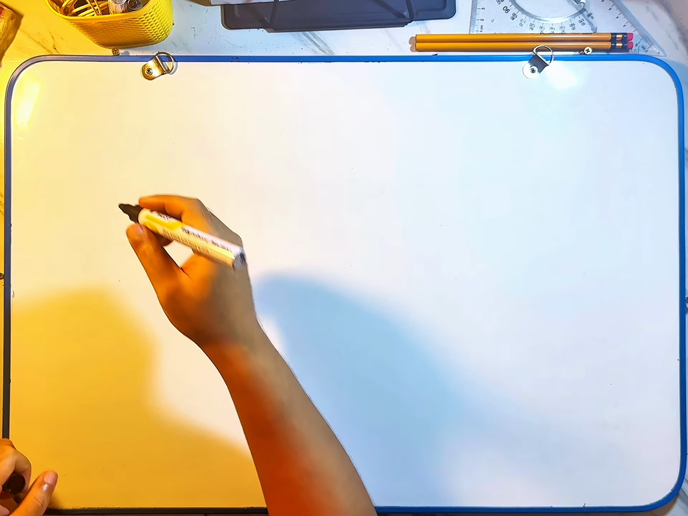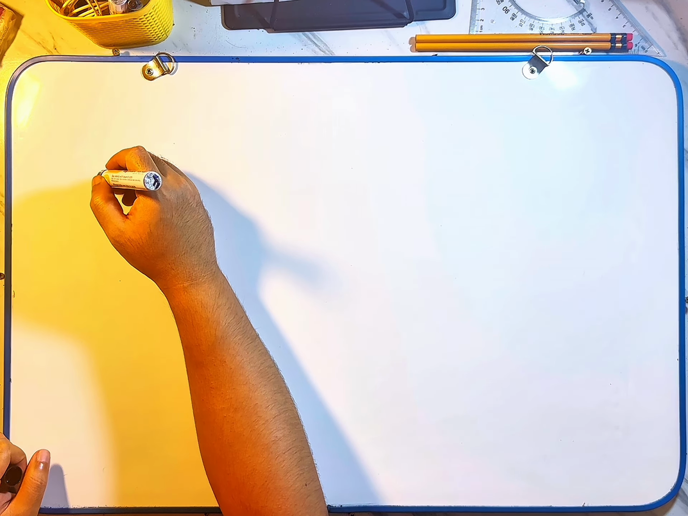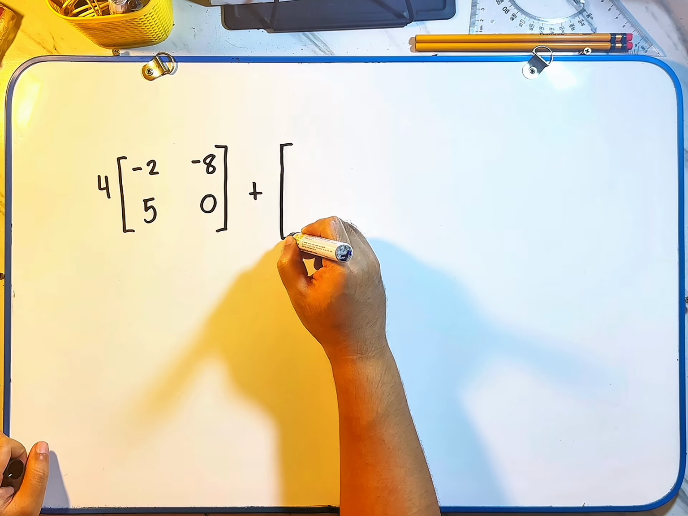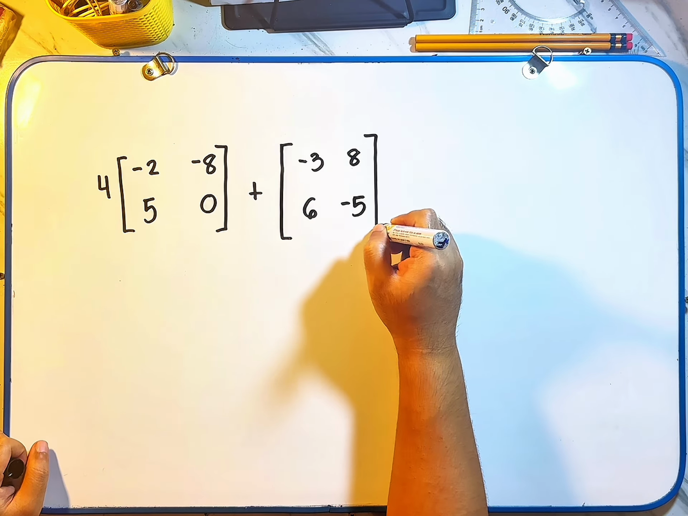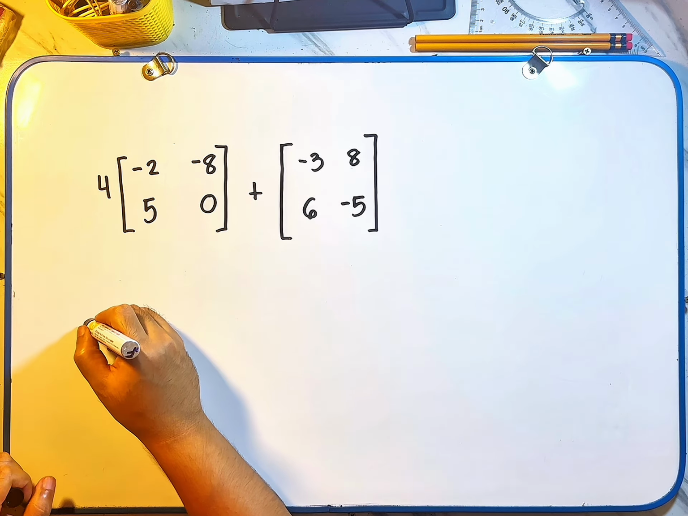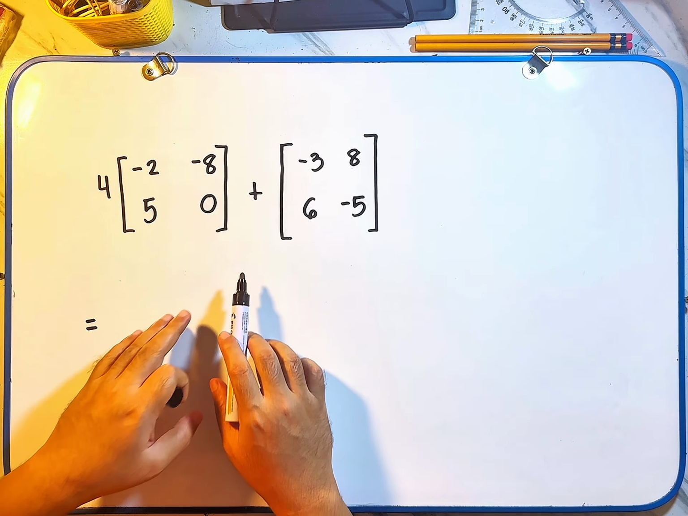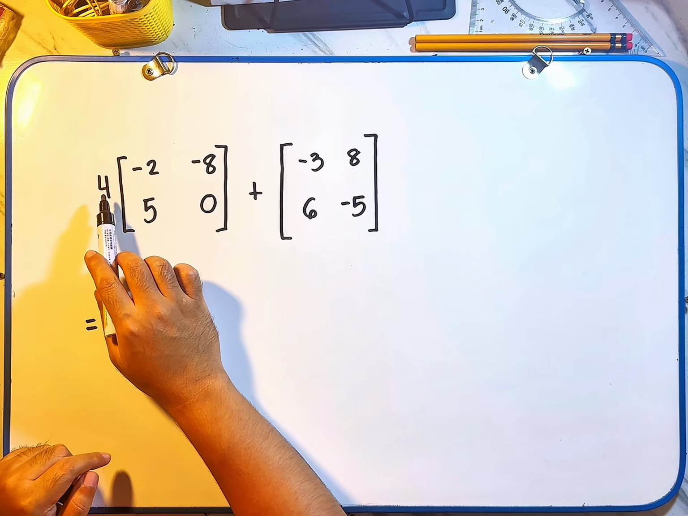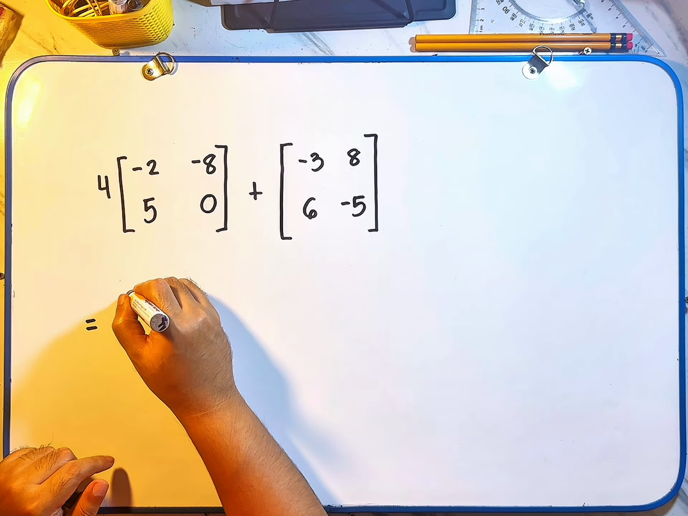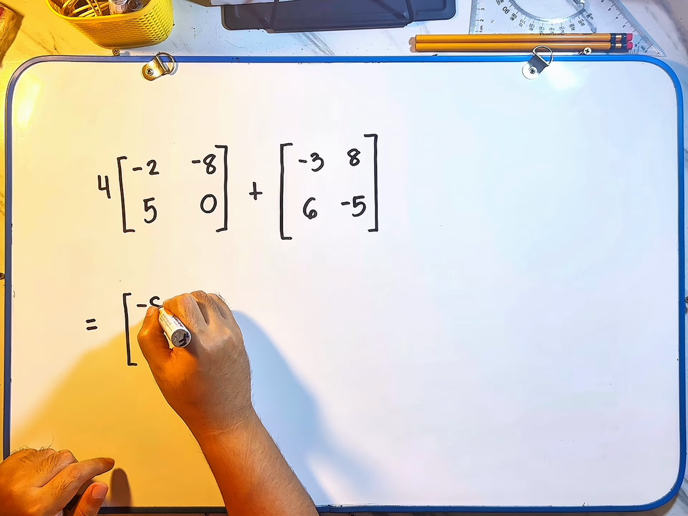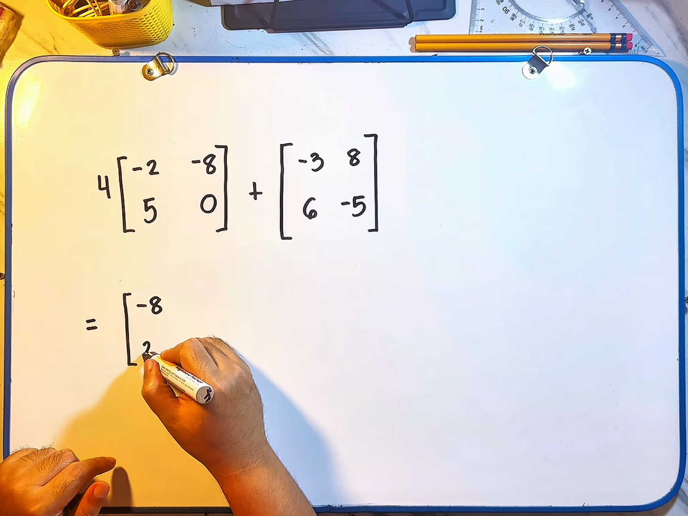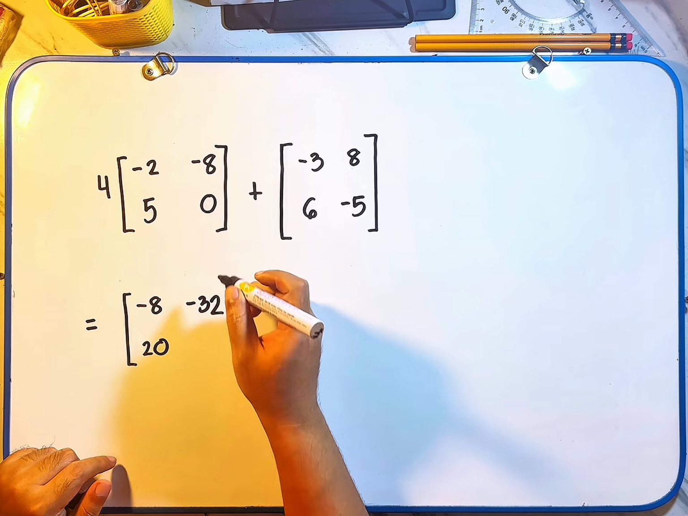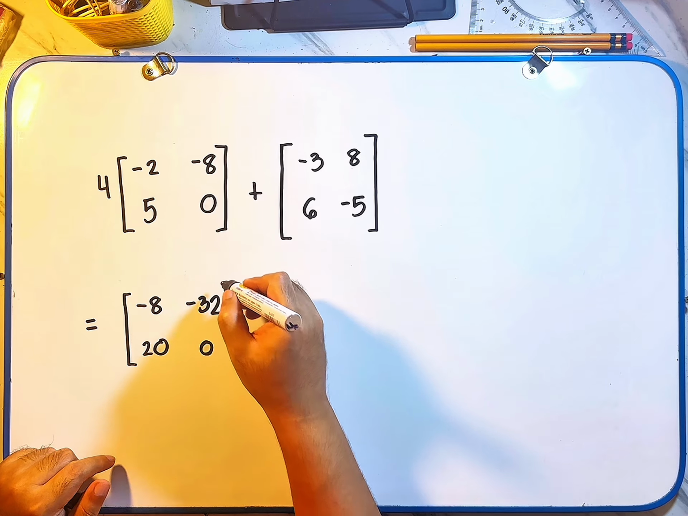Another example. Say we have the following matrix operation. Okay, so the first step here is we will not add. Of course, we have to do the scalar multiplication first. So multiply 4 times -2, that's -8. 4 times 5, that's 20. 4 times -8, that's -32. 4 times 0 is 0.